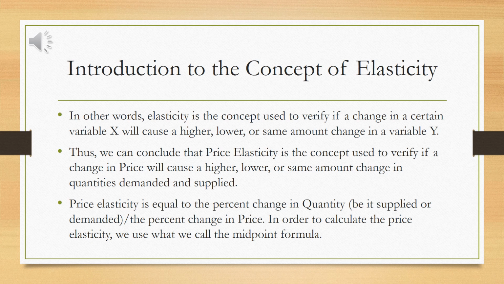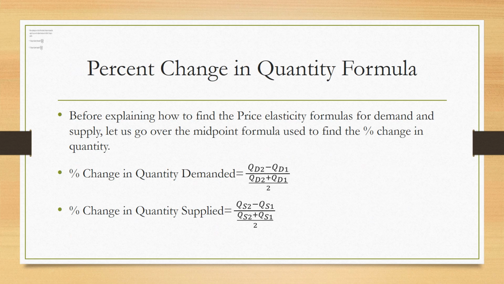Price elasticity is equal to the percent change in quantity, be it supplied or demanded, over the percent change in price. In order to calculate the price elasticity, we use what we call the midpoint formula. Before explaining how to find the price elasticity formulas for demand and supply, let us go over the midpoint formula used to find the percent change in quantity.